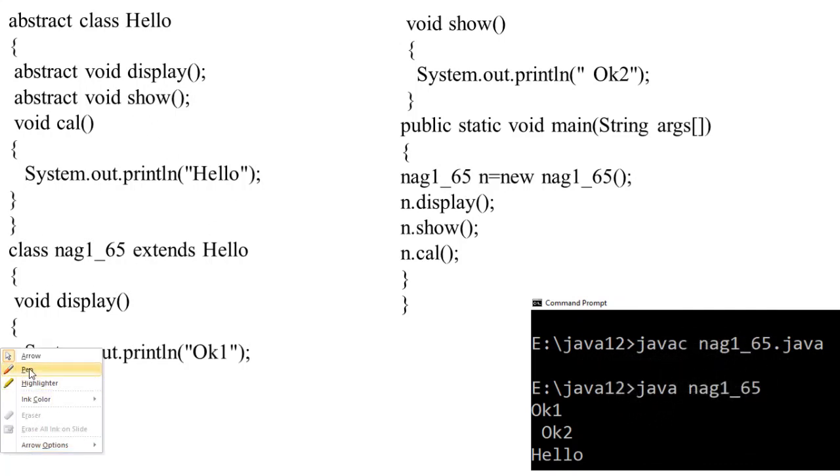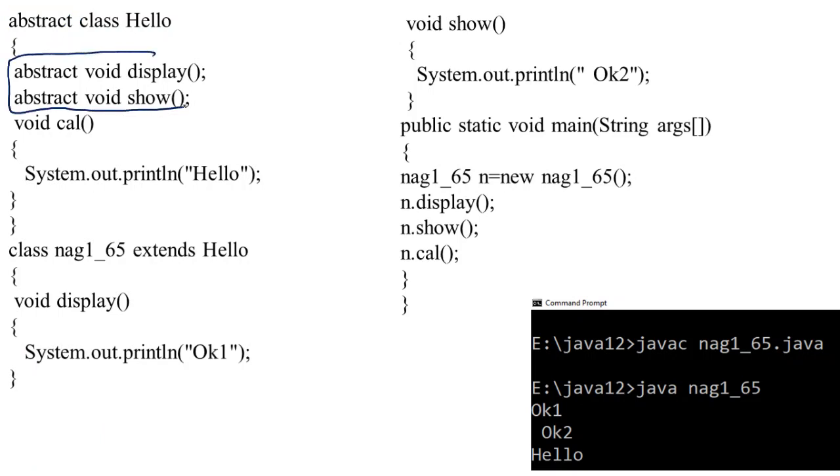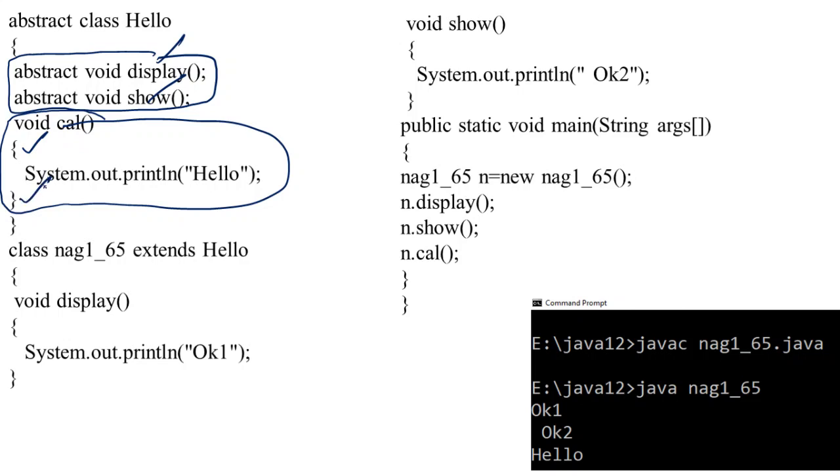Just observe carefully. This is a class whose name is hello. It is starting with the abstract keyword. Therefore, abstract keyword means I can say it is an abstract class, in which how many abstract methods do I have here? Two abstract methods, display and show. How many concrete methods do I have here? One concrete method. A concrete method is a method which is having a body. It has got some body, isn't it?